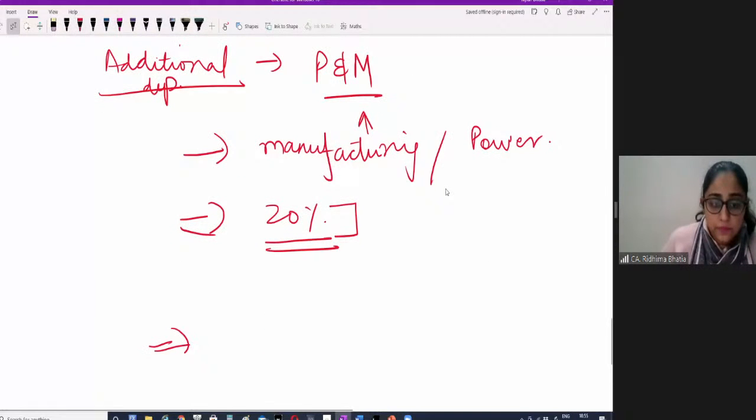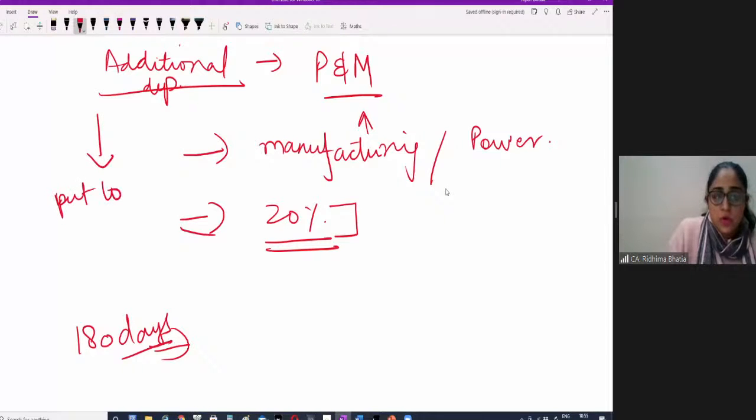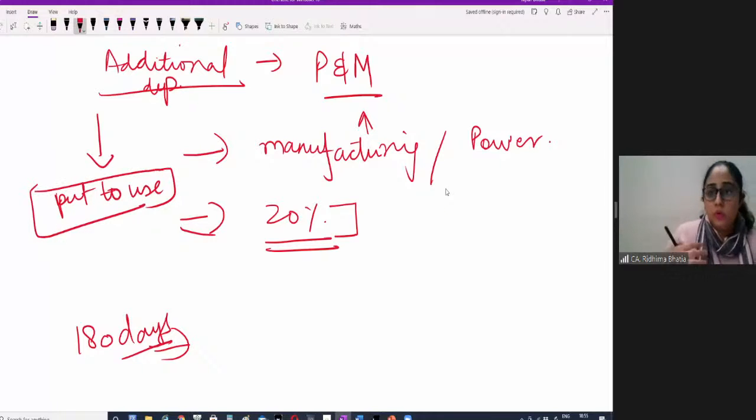Now here the 180 days concept again comes into the picture. First thing before I go, additional depreciation is allowed only in the year when it is put to use, not in subsequent years. So this is a one-time benefit, again to encourage manufacturing. It is allowed in the year when it is put to use at the rate of 20% only on plant and machinery by a manufacturing assessee or a power generation assessee.